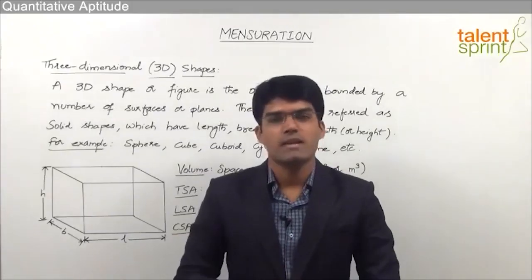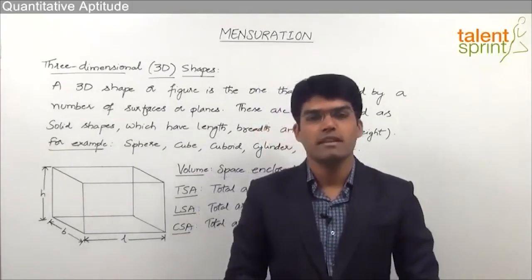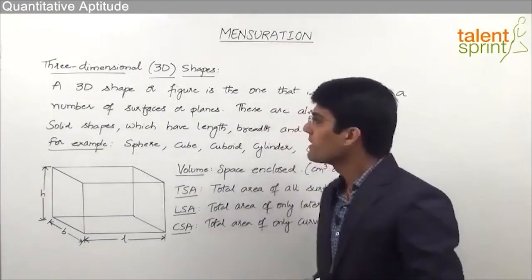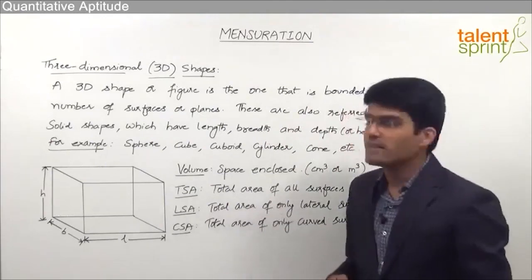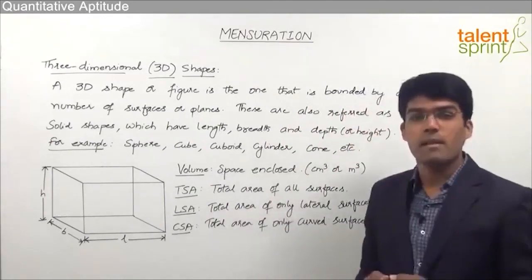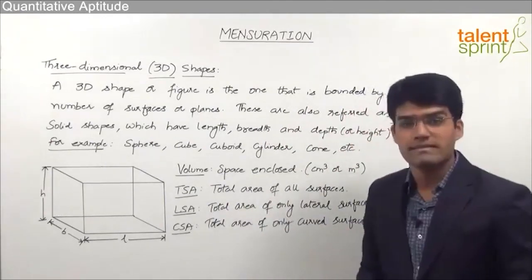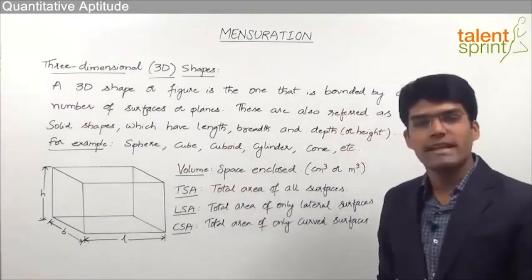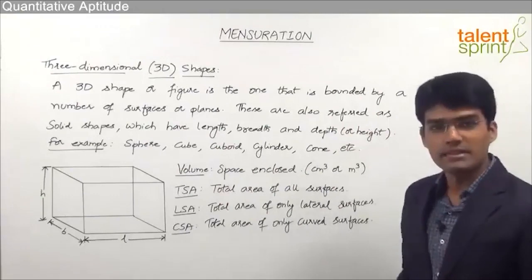Let us now understand what is meant by a three-dimensional shape and what are the different parameters that we measure for 3D shapes. A 3D shape or figure is the one that is bounded by a number of surfaces or planes. These are also referred to as solid shapes which have got length, breadth and depth.